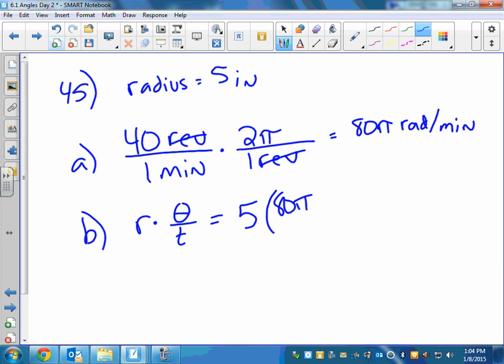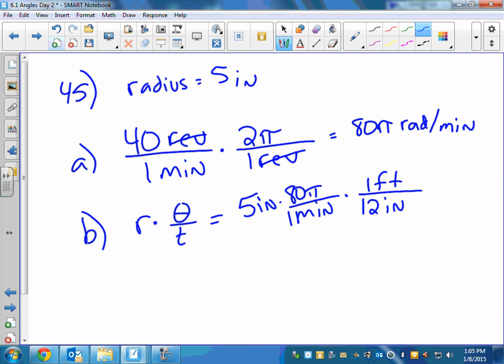Oh, dang it. Tricky. Okay. So this is 5 inches times 80 pi radians per minute. And if you just do this, your answer is going to be in inches per minute. You with me on that? But they ask you for feet per minute, so I'm going to do one more conversion here, and I'm going to say in 1 foot there are 12 inches. And that's going to give you the right unit.